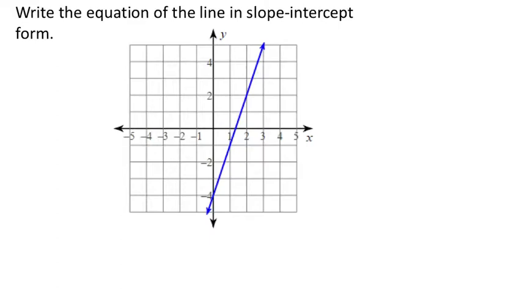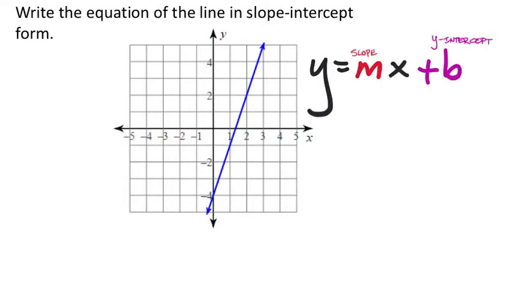All right, writing the equation of a line in slope-intercept form. Just remember, slope-intercept form looks like this: y equals mx plus b, where m is the slope and b is the y-intercept. And really all we do with these equations, when it sets up like this, is it's kind of like we're filling in a blank right here and here.